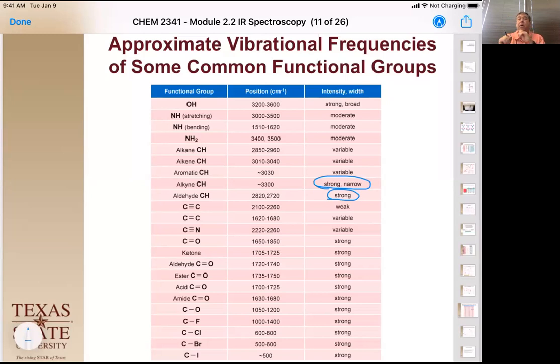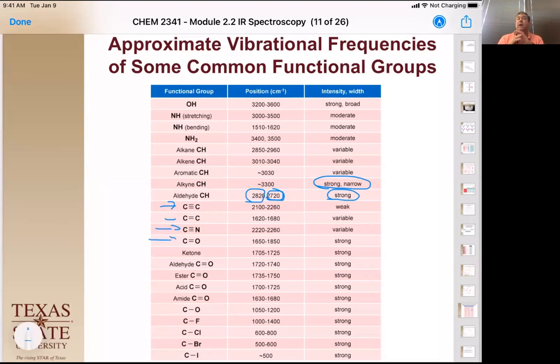Aldehyde is usually strong and unique in that 1700, 2700, and 2800 wave number position. Okay. Carbon-carbon triple bonds are typically weak because of that polarizability. The carbon-carbon double bond can be varied by what's attached to it. The more polar things on it, the more it will show up. The less polar things on it, or the more symmetrical, the weaker it will be. Nitrile is variable, but tends to be fairly strong, moderate to strong.